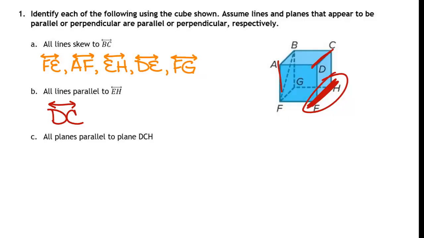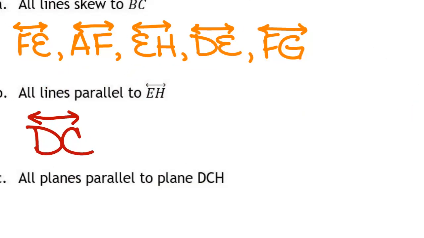AF, this one right here. So AF doesn't go the same direction. Parallel lines not only never touch, they're in the same plane, so you'll see them go the same direction. FG, yes. FG, this one right here.